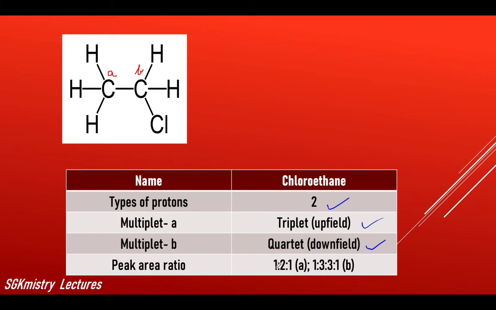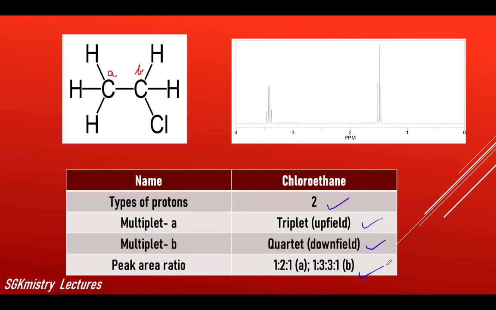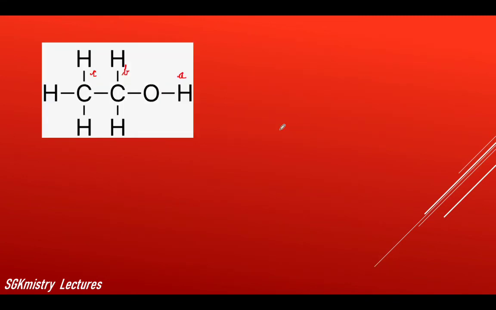Peak area ratio for the triplet is 1:2:1, and for the quartet it is 1:3:3:1. So this is the NMR spectrum for this molecule. So you can see here the triplet is found in the upfield region and the quartet is found in the downfield region. Next, the last example is for ethanol.